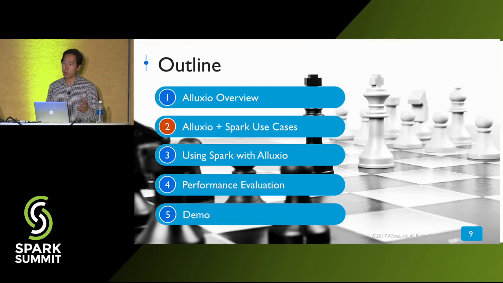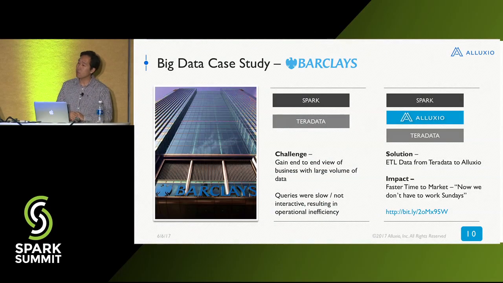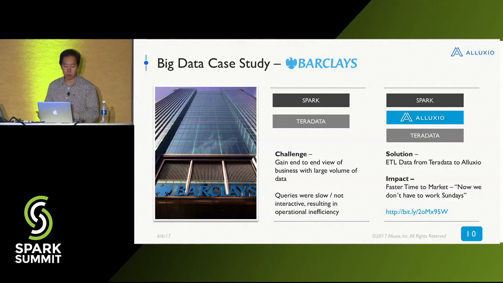So next I'll go into how different organizations use Alluxio with Spark in their environments. This first case I'll talk about is from Barclays. They have a machine learning use case where they have Spark jobs doing some machine learning training, and they're trying to read the data from Teradata.